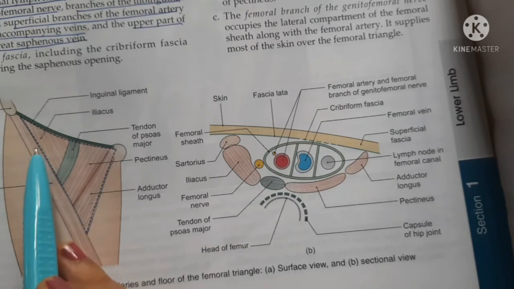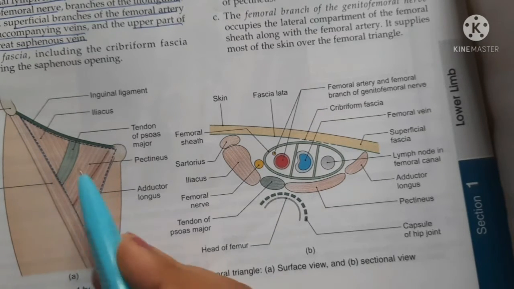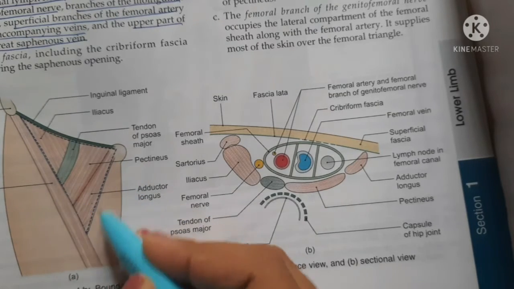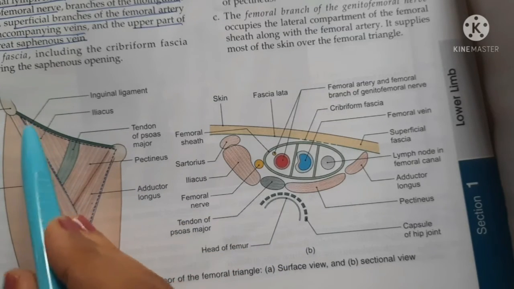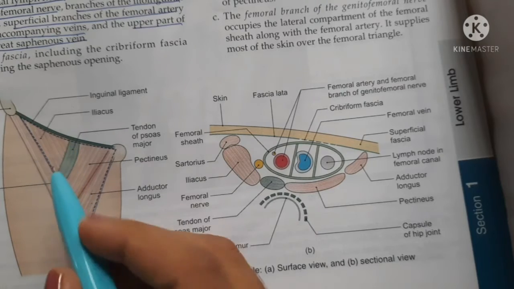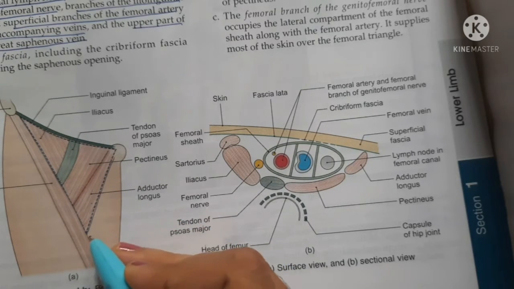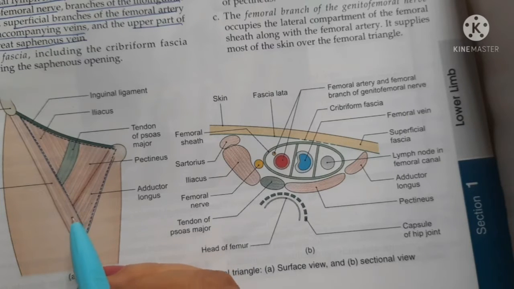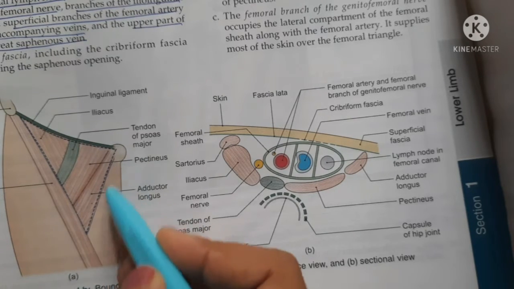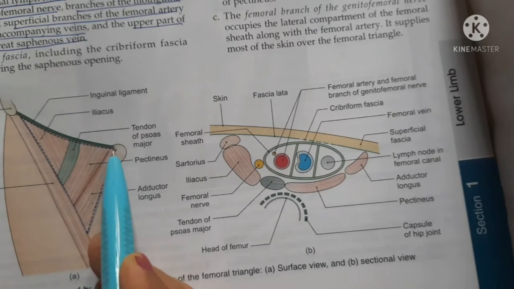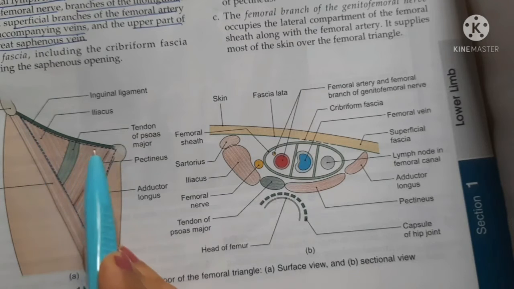Then the apex. The apex is downward and the base is upward, and the apex is formed by the point where the medial and lateral boundaries cross. Medial boundary and the lateral boundary cross at the apex, and this one is the base.